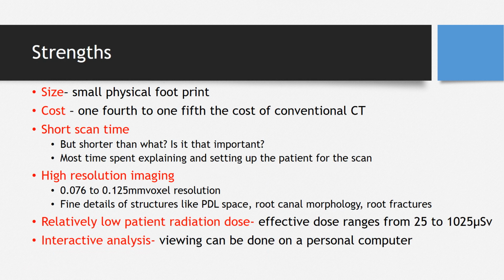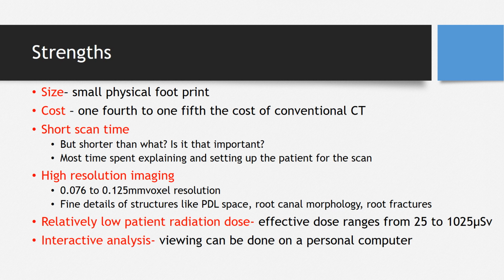All in all, the strengths of CBCT would be its size. It has a small physical footprint. That means it occupies less space in your office. It costs one-fourth to one-fifth of a conventional CT machine. The scan time is short, but what do we mean by short? It's important to understand that. Like I told you, it takes about 5 to 10 seconds for actually scanning the patient, but most of the time is actually spent explaining and setting up the patient for the scan.